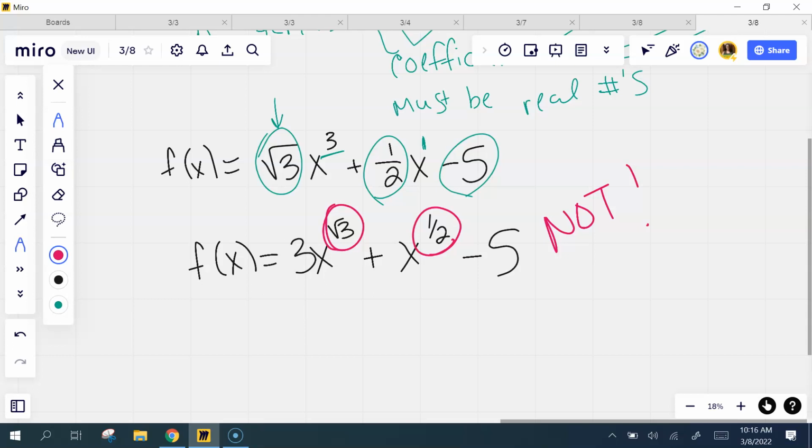Say that again. Because the exponents aren't positive whole numbers. They're not integers. The exponents on x have to be integers. Positive.